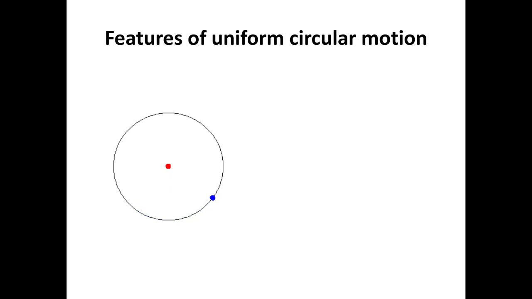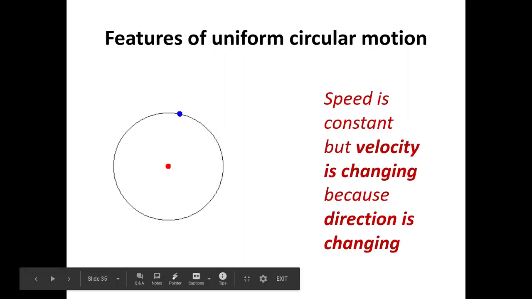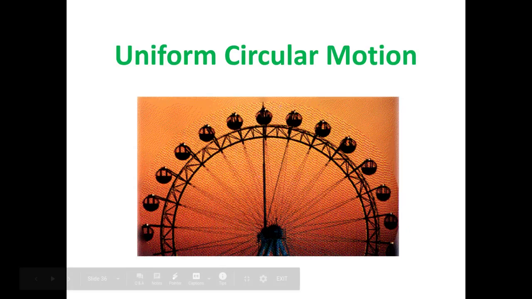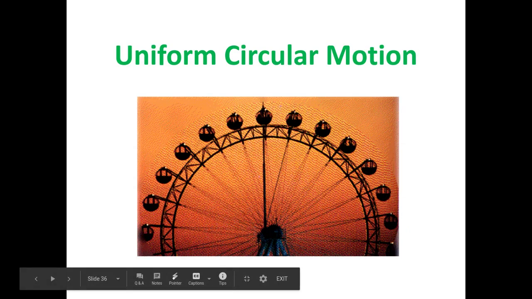So if its direction is constantly changing, it is constantly changing velocity. And if it's changing velocity, it must be accelerating. So it's actually accelerating towards the center of the circle. So there you have it. Speed is constant, but velocity is always changing because the blue object is changing direction. Now, this is what we see when things move in a circle.